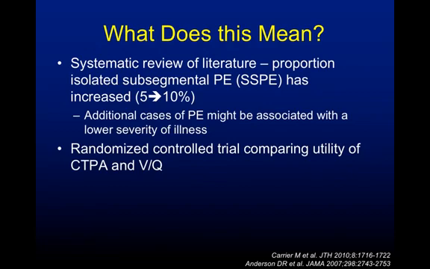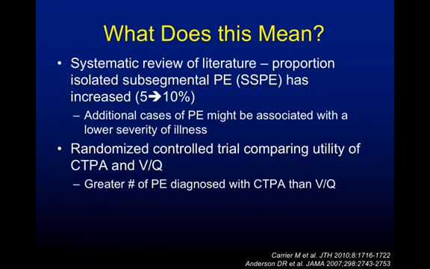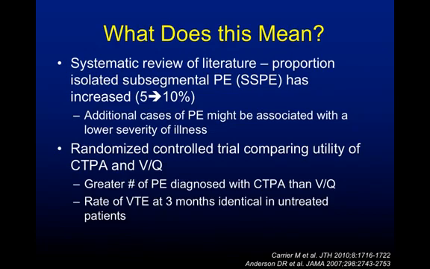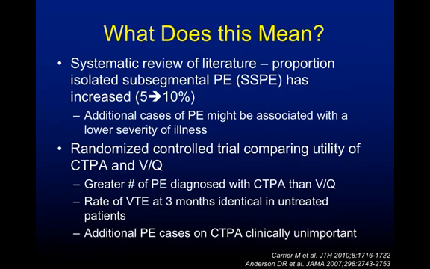A randomized control trial comparing the utility of CT pulmonary angiography and VQ also found a greater number of pulmonary emboli diagnosed with CT pulmonary angiography than VQ scanning. And the rate of venous thromboembolism at 3 months was identical in untreated patients. So the authors concluded that the additional PE cases on CT pulmonary angiography might be clinically unimportant.